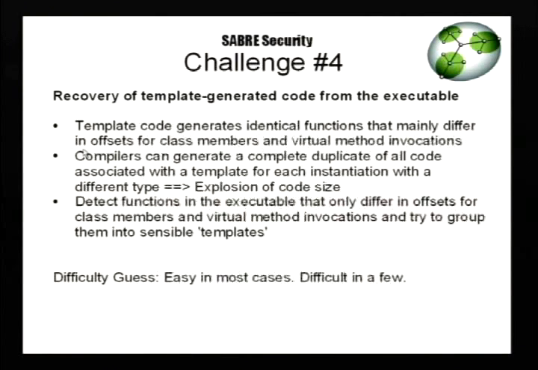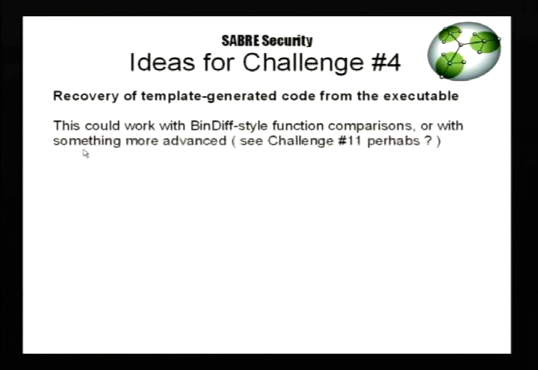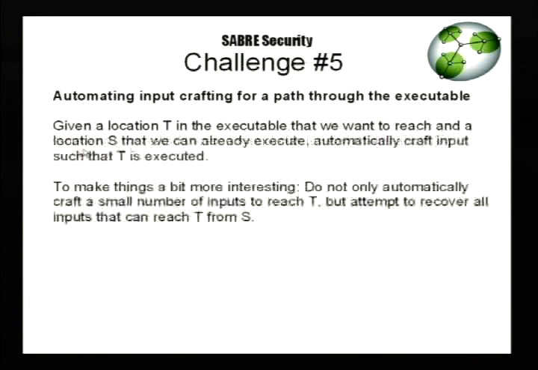So the challenge here would be to detect functions that are the same, except for changing some offsets when they're operating on classes. And that should not be too hard. I think in most cases that should be relatively easy. I don't know, it might work with BinDiff style algorithms, it might work with something on a semantic level better, I don't know. All right, now, challenge 5.